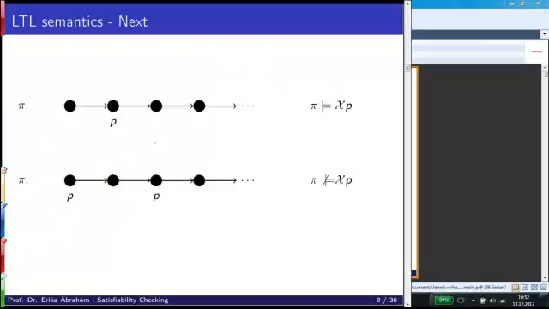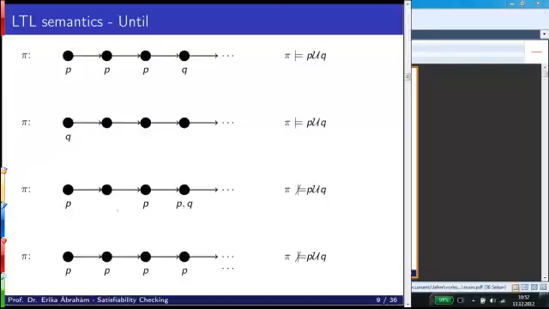Some examples. Next time, the first path satisfies next time P, because if we start in this state, then at the next step P holds. But the second path does not satisfy it, because if I stay here, then in the next state P does not hold. For the until, P until Q means that after a finite number of steps, Q will hold, and P holds all the time before. It can also be that it holds after 0 steps.